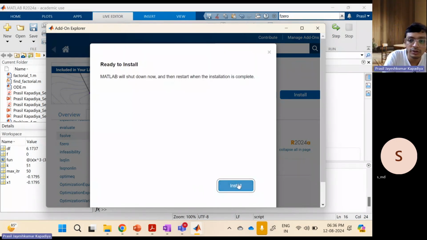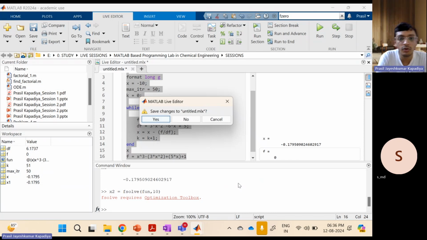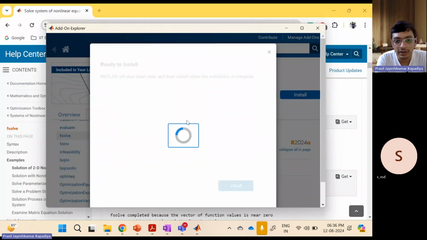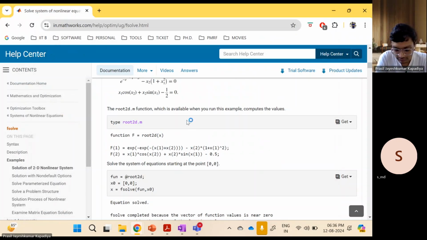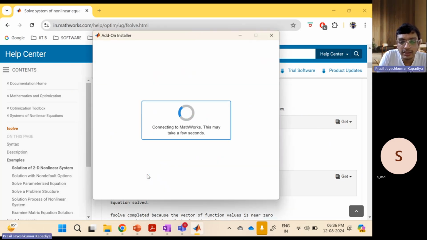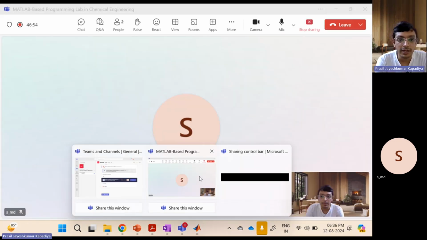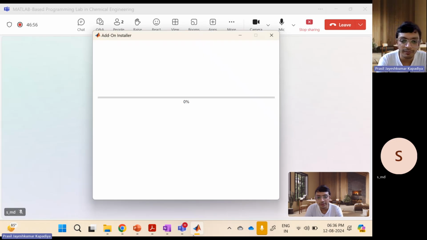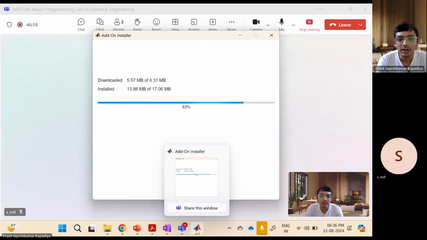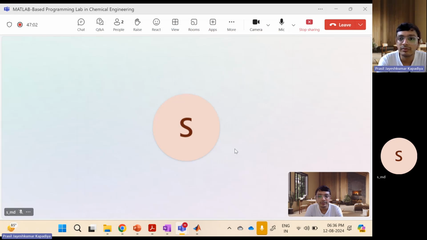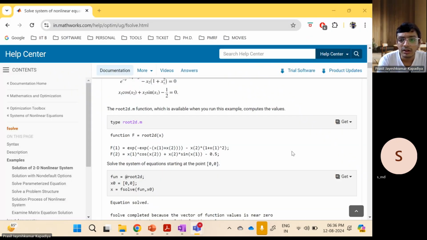Okay, it is getting installed. MATLAB will shut down. I don't need to save it, I have just copied that. Okay, it is taking some time. I hope you all are given a MATLAB license and you can use it. Okay, it is installing. I guess MATLAB will restart.